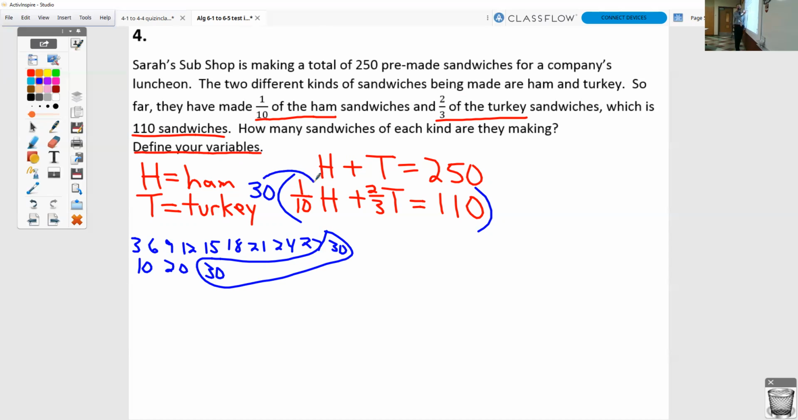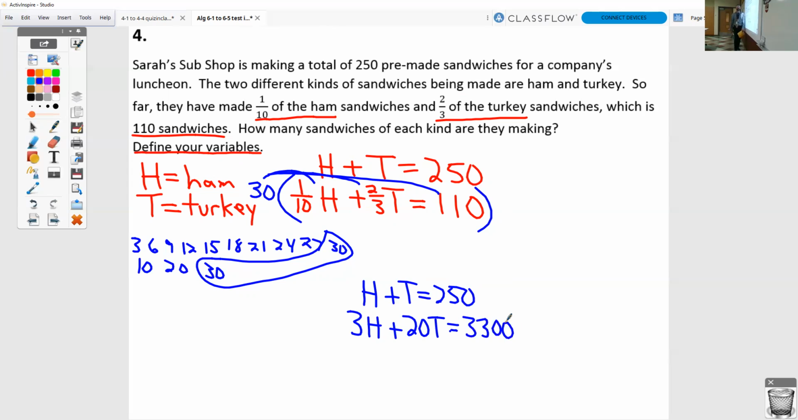Now, be careful when you distribute. We still have our original equation, h plus t equals 250. But now we have to distribute. 30 times 1/10 h is 3h. 30 times 2/3 t is 20t. 30 times 110 is 3,300. There's our system that we need to solve now.